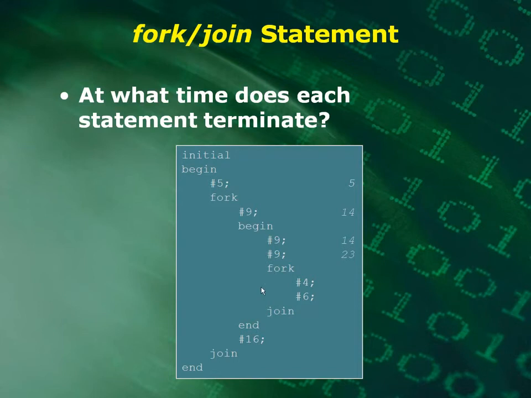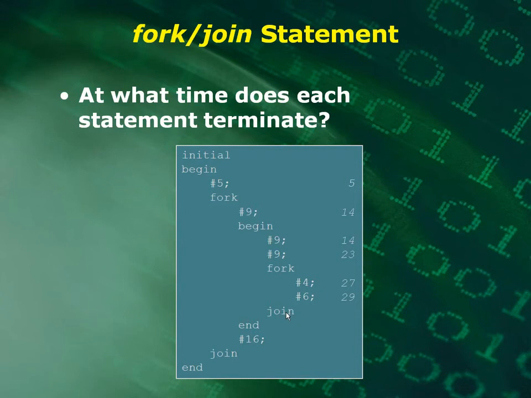Now we get to this fork join statement. So now we have these statements execute in parallel. Both of these statements right here are going to start at this time, 23. But they're both going to end at a different time. This 4 is going to end at time 27, so 23 plus 4 is 27. The 6 is going to begin at the 23. That's where we came into the fork. So it's going to end at time 29.